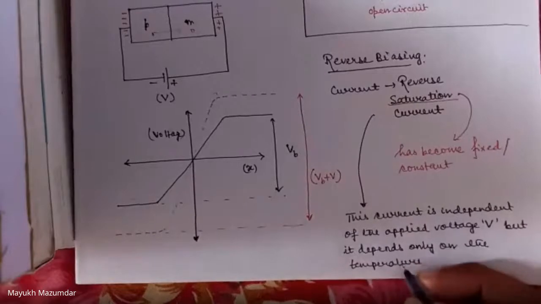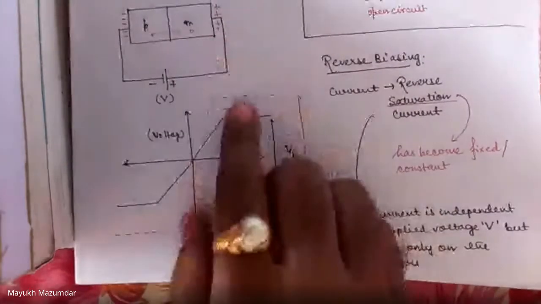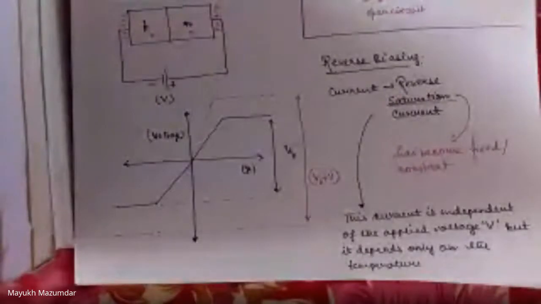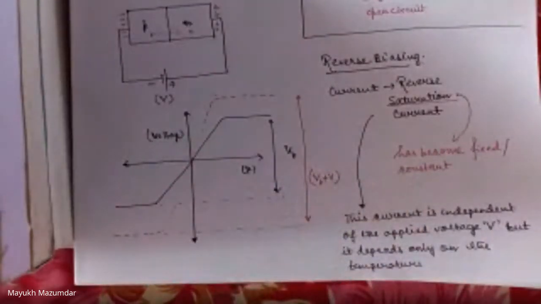Why on the temperature? Because temperature is the only reason why the minority carriers are getting the energy. Same thing is with the majority carriers as well. But as I said, if a minority carrier has gotten sufficient thermal energy to just reach the junction, then it would be carried easily to the other side. That's why it is called reverse saturation current. We'll even see in the graph when we do the experiment, the current in this region is more or less constant.